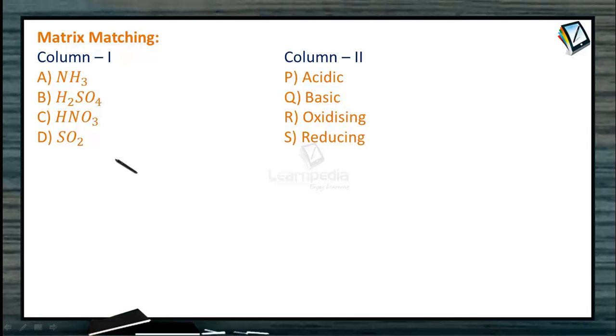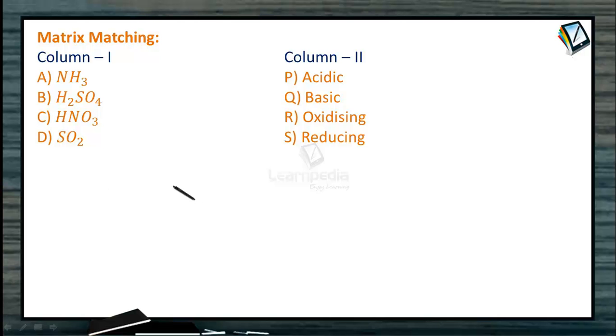In column 1, some compounds are given in which two are oxyacids, one is an oxide and the other one is a hydride. We need to identify whether they are acidic or basic or oxidizing, and we need to match these compounds with the things present in column 2.